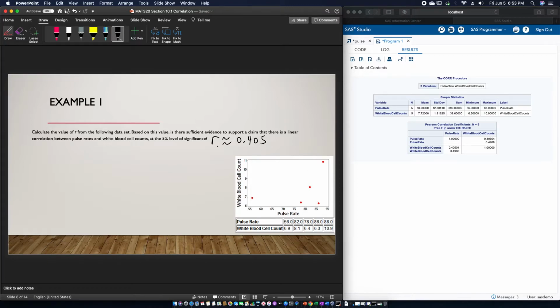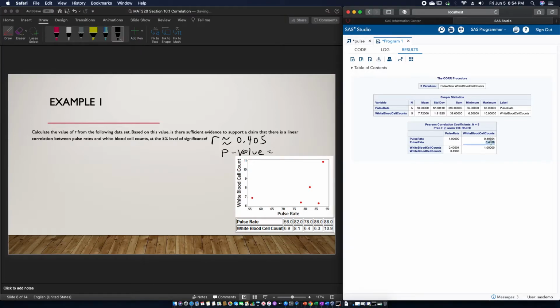We also obtain a p-value from this. And that is due to right here, and right here, of 0.4988.